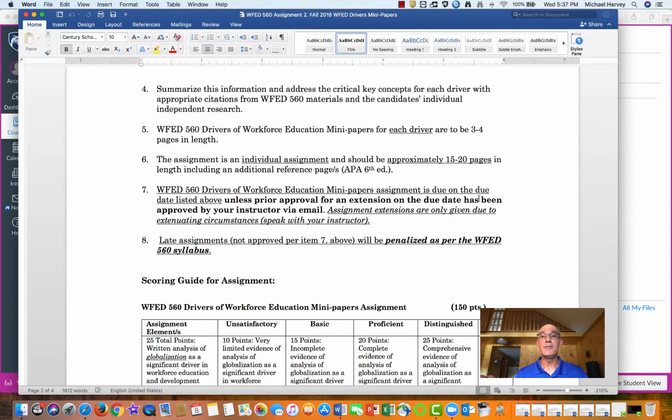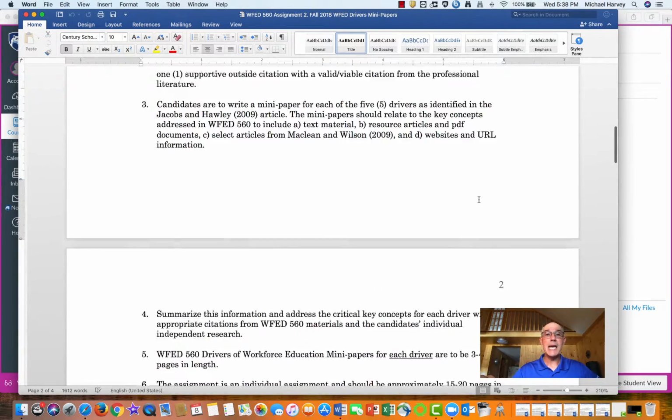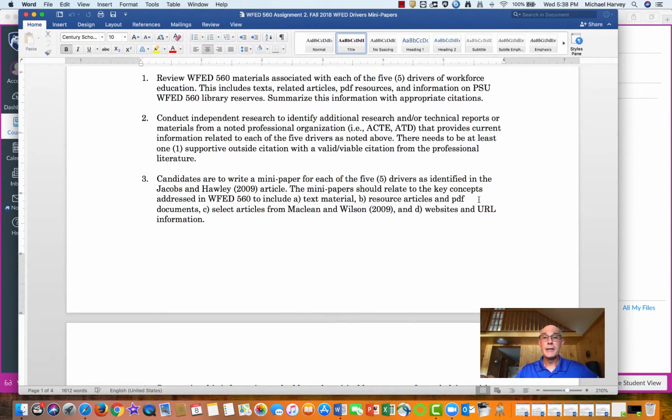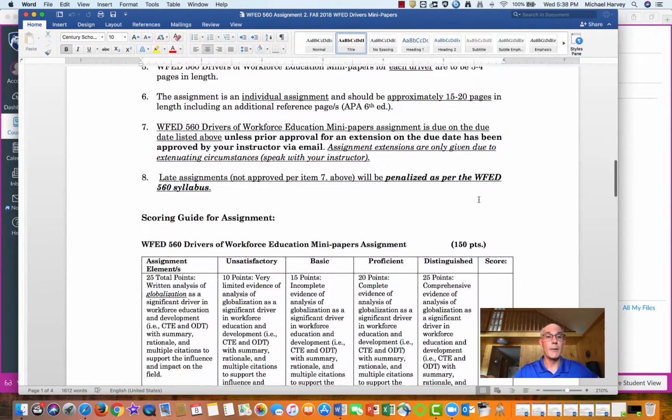That will mean that the individual assignment should be approximately 15 to 20 pages in length, written in APA style. These are written as individual assignments. So this assignment is one assignment with 5 parts to it. And those 5 parts relate to each one of the 5 drivers that are presented by our texts and also articulated by the work that is done by Jacobs and Hawley in their 2009 article.